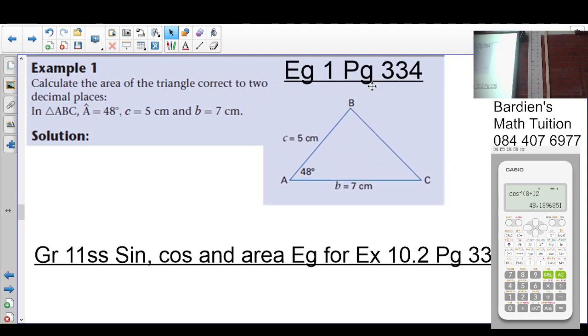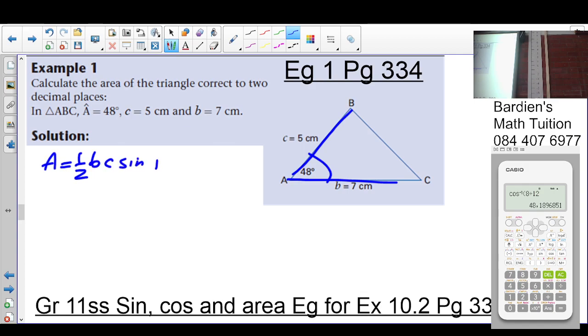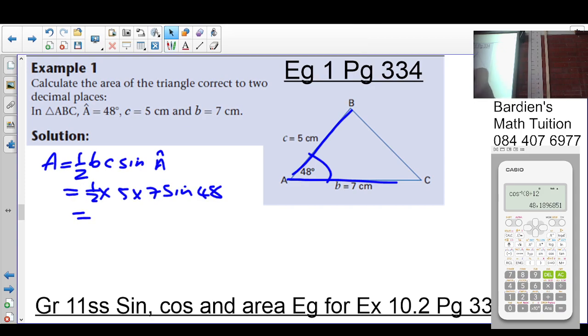So in example 1 on page 334, we are asked to calculate the area of the triangle, correct to two decimal places. Do we have two lengths and an included angle? Yes. So the area is going to be half bc sine of angle A, so it's half times 5 times 7 sine of 48 degrees. That gives 13.01 centimeters squared. Let's check that that is correct. Yes.